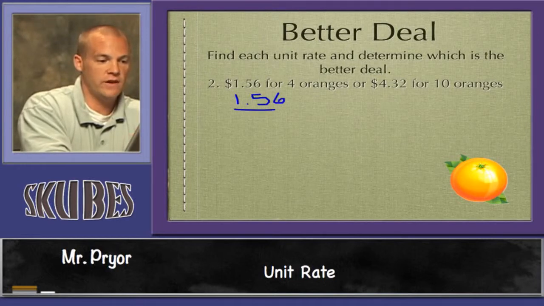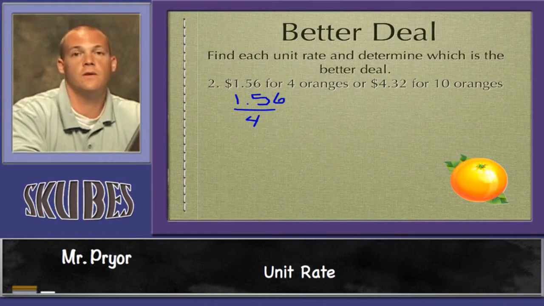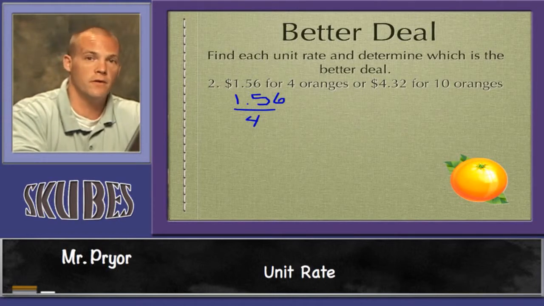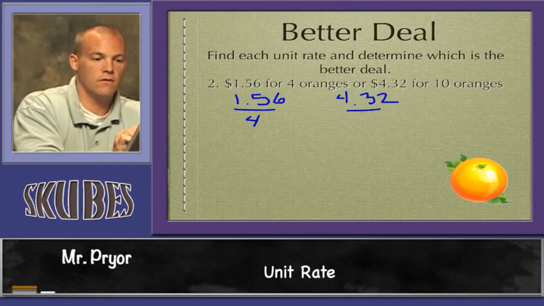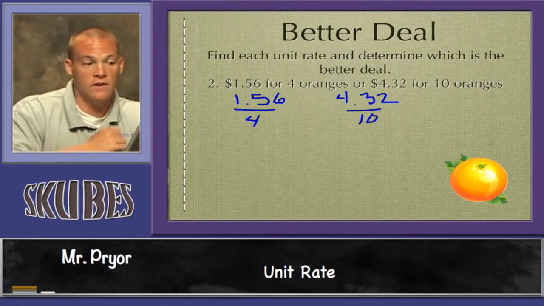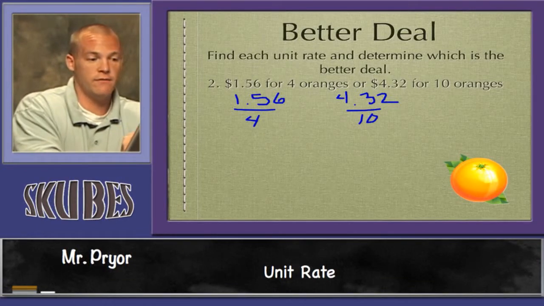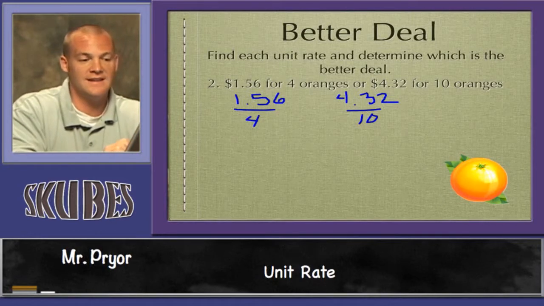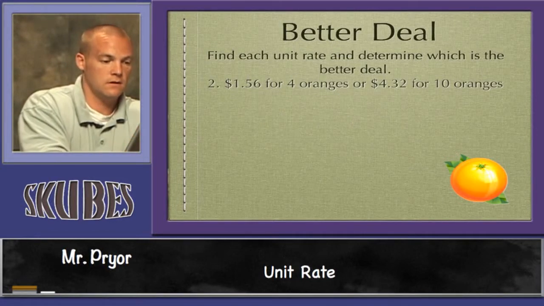So your initial setup in fraction form would be $1.56 over 4. You always want to put the money over the total number purchased. Your other setup would be $4.32 over 10, and we're going to use division. So in this case, again, we're going to divide 4 into $1.56 and 10 into $4.32, and we'll do that one at a time. So let's take a look here.